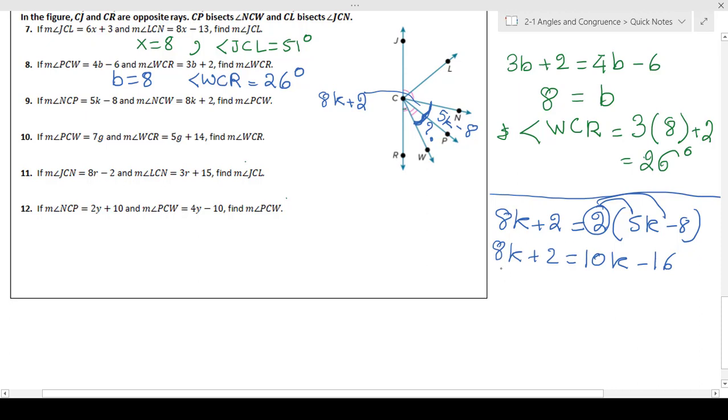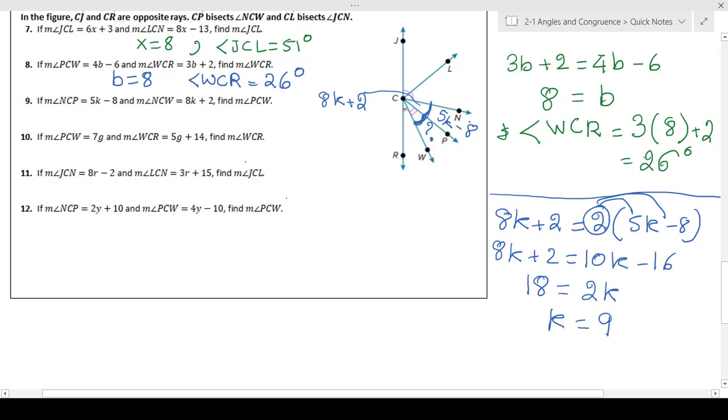Now, I'm going to move the 8k to the other side by negative 8k. So this will leave me with 10k minus 8k, which is 2k, equals plus 16, which is equal to 18. Then my k is equal to 9.